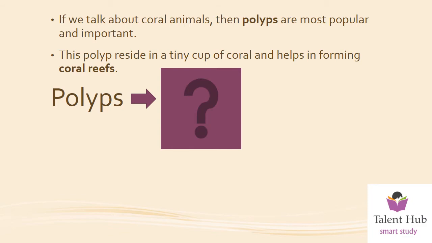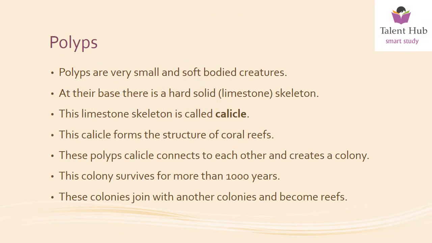So what is this polyp? Polyps are very small and soft bodied creatures. Okay, these are very tiny creatures, and at their base there is a hard solid skeleton. Their base is very hard and solid, and their upper part is soft. Okay, and this is made up of solid limestone. This limestone skeleton is called calicle. Their base is made up of limestone skeleton, and this limestone skeleton is called calicle.